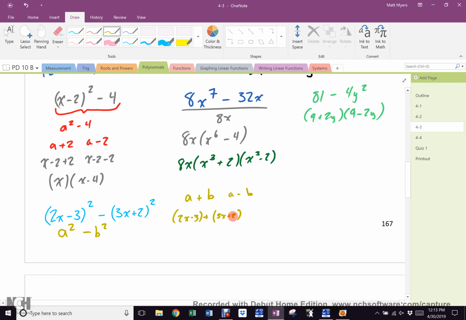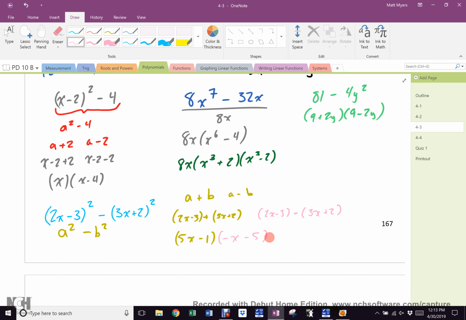3x plus 2. What's 2x plus 3x? 5x. What's negative 3 plus 2? Negative 1. What's A? Minus. What's B? What's 2x minus 3x? Negative x. What's negative 3 minus 2? And I'm done.